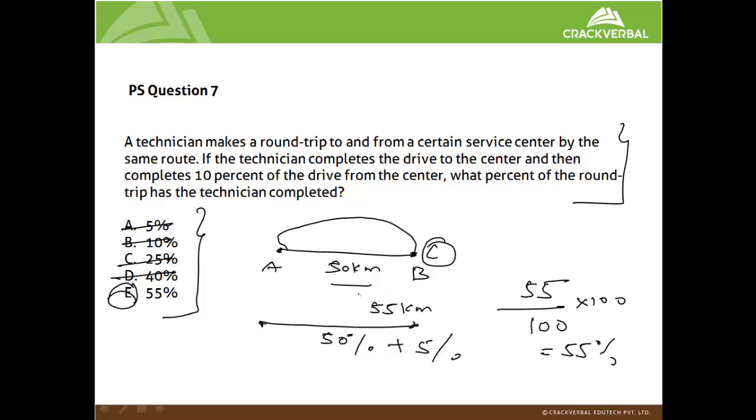You need not do this extra step. See the answer choices. None of the answer choices here are more than 50% except answer choice E. So you can just pick answer choice E and move on.